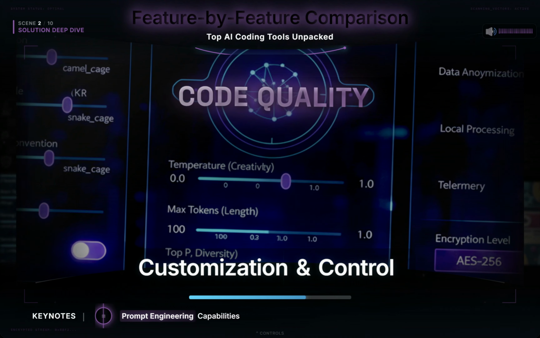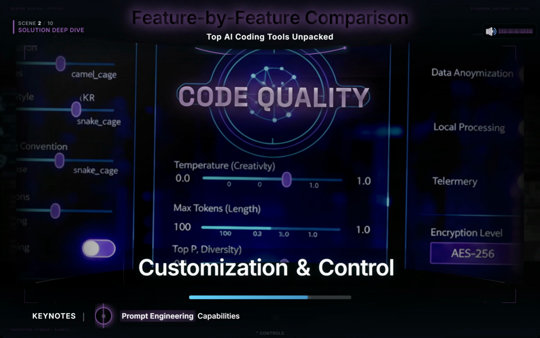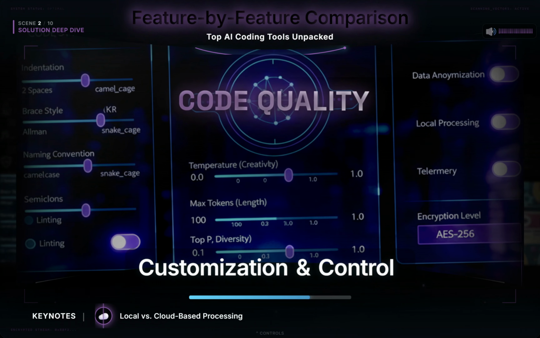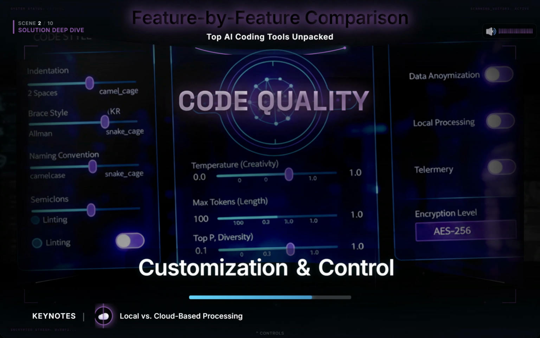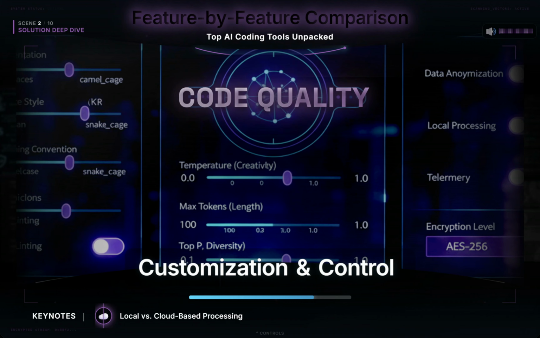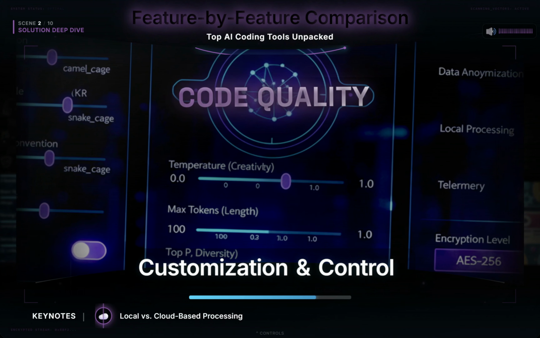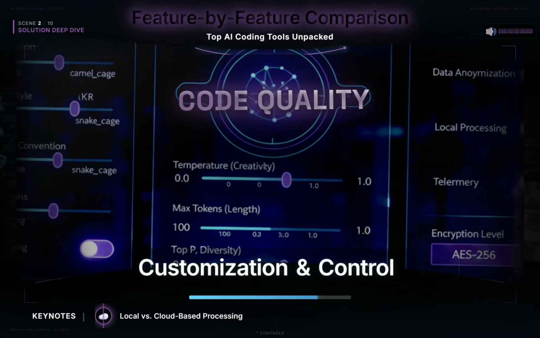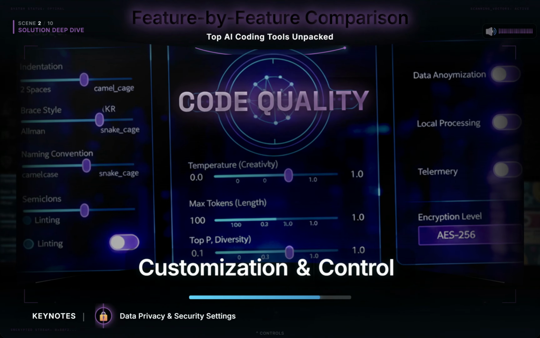Your team's conventions? We'll look at configuration options for model parameters, support for custom style guides, and whether you can choose between local or cloud-based processing. Crucially, we'll examine data privacy and security settings, giving you the reins over your intellectual property and sensitive code.